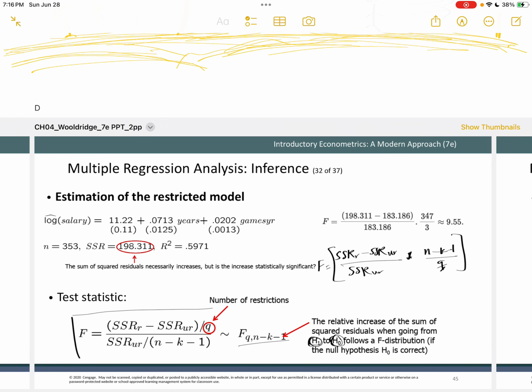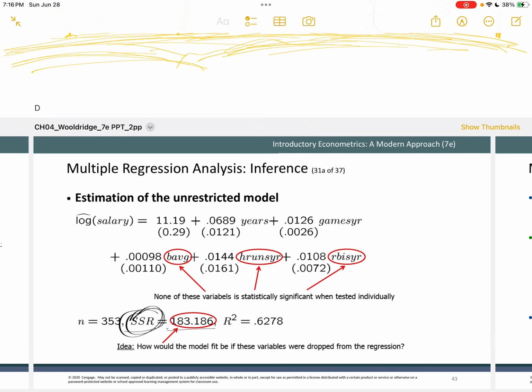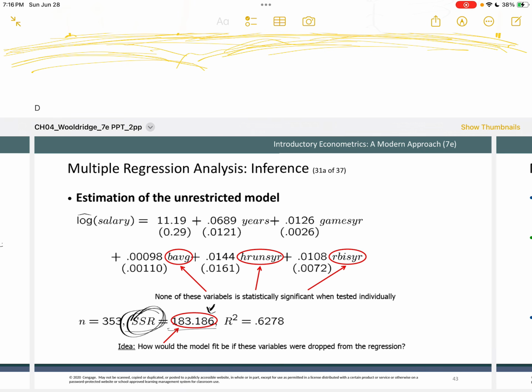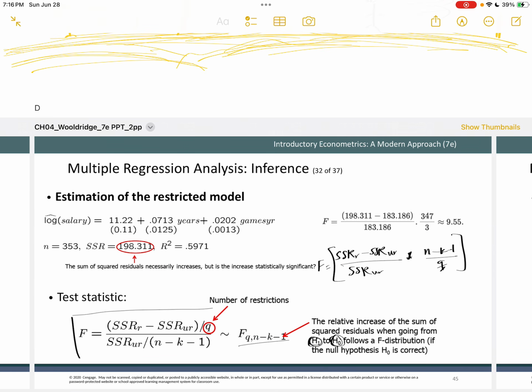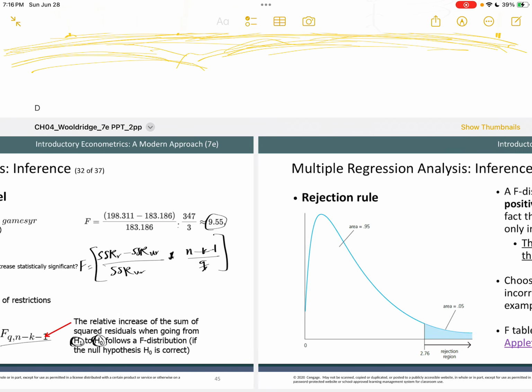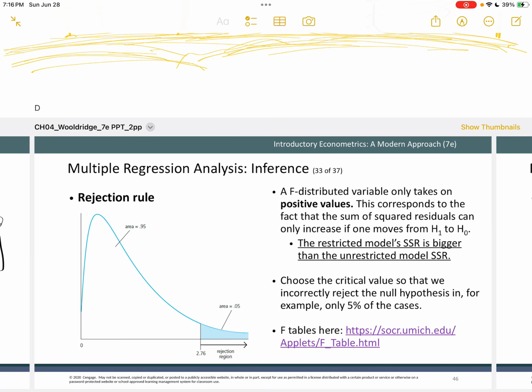So how do we do this? Well, we take our 198.311, subtract the 183.186. Now, where is that 183.186 from? It's from the unrestricted model, the sum of squared residuals. We take that difference and divide by the 183.186 and multiply it, exactly what I just did. Multiply by 347 over 3. And we find that the F test is 9.55.